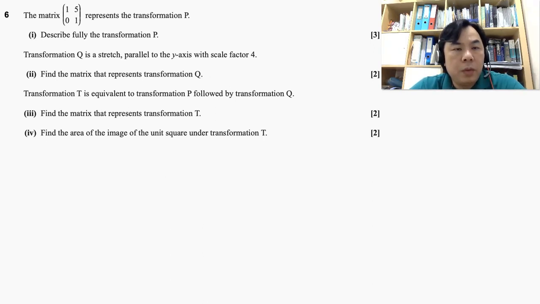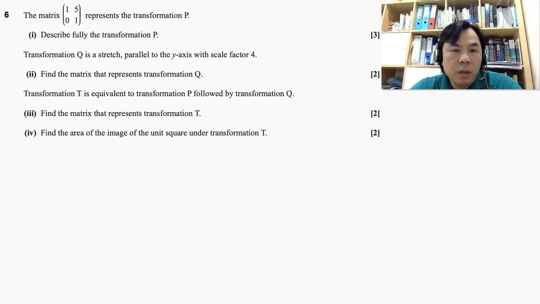Now we are given a 2 by 2 square matrix that represents transformation P. We need to describe fully the transformation P based on the structure of the matrix. That's our first question. Once we have done that, transformation Q is a stretch parallel to the y-axis with a scale factor of 4. Under this question, we need to find the matrix that represents transformation Q using all the information given. And then the third question: transformation T is a combination of transformations P and Q. The order would be, we start from transformation P followed by transformation Q. Now we need to find the combined matrix that represents T.